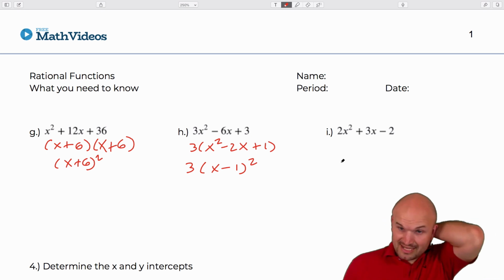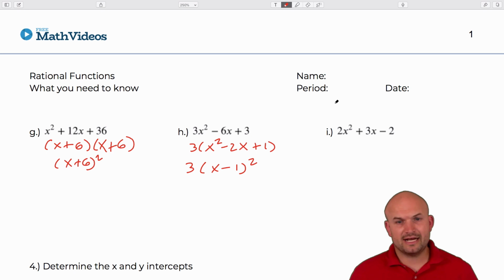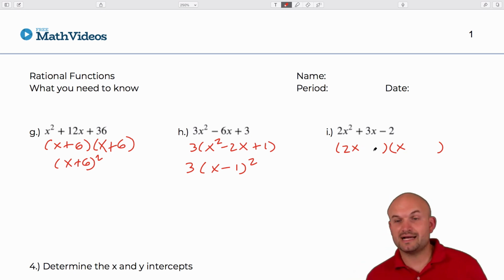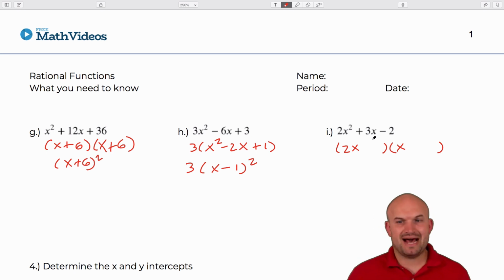All right, here comes another one where we have a coefficient, and I know my trinomials are going to be factored down to a product of two binomials. I can't factor out a common term, so I am just going to set this up as a product of two binomials that I at least know will work. 2x and x, right? 2x times x gives me 2x squared. Now I've got to think about what two numbers are going to multiply to give me a -2, but then add to give me a +3.